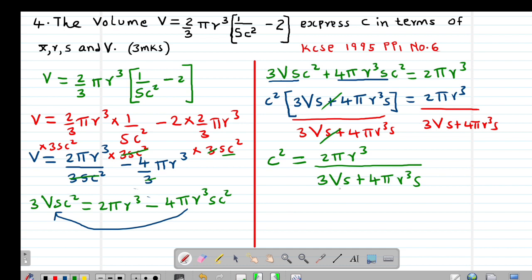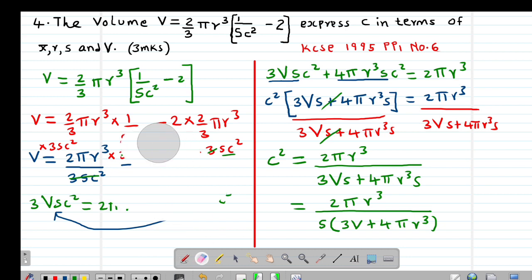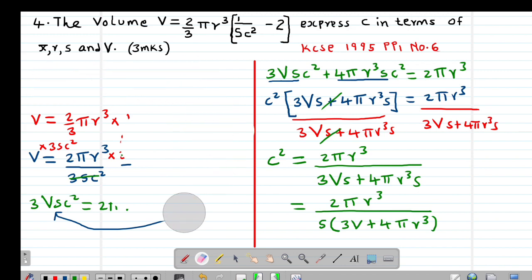So I can actually factor out s from the denominator because it is common, so this can be rewritten as 2 pi r cubed, then the whole thing divided by, since s is common I can factor it out, so this will be s into bracket, we are going to have 3v, then of course plus 4 pi r squared, that is pi r cubed, since I've factored out s. So I'm going to get my value of c being equal to, so this is what I'm going to get.